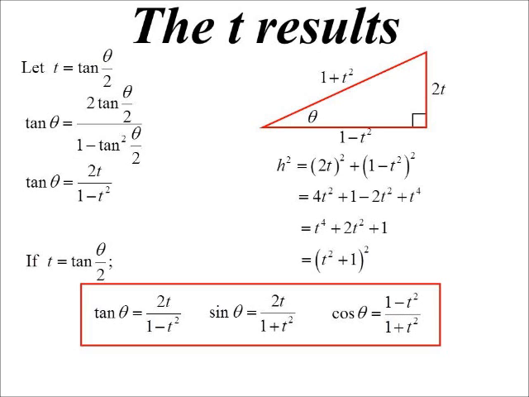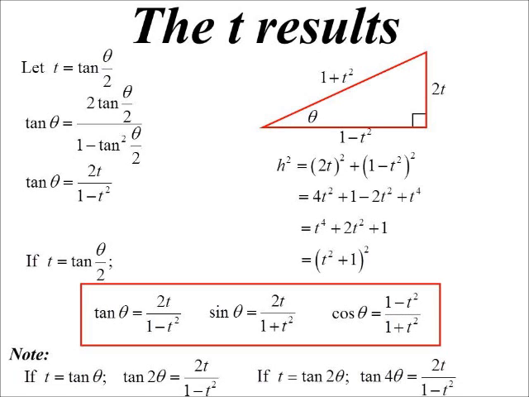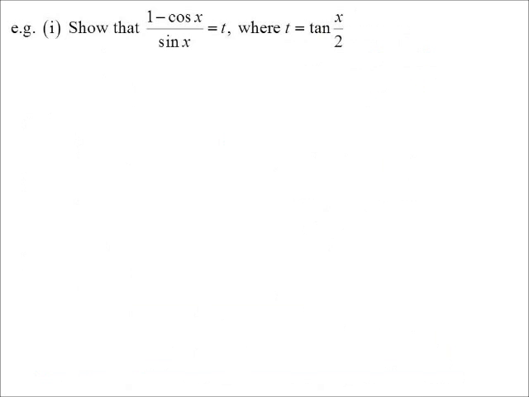But as I say, it doesn't have to be theta and theta on 2. It's all to do with halving the angle. So if t represented tan theta, then tan 2 theta would be 2t on 1 minus t squared. And if t was tan 2 theta, then tan 4 theta would be 2t on 1 minus t squared, and so on. Okay, let's have a look at a couple of examples then.